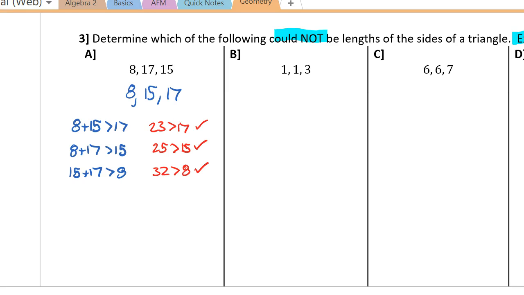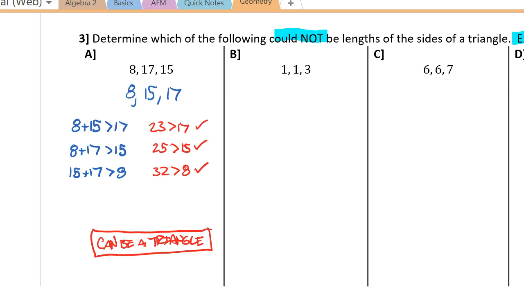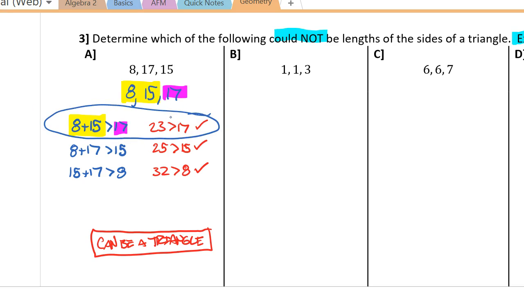All three of these are true, so therefore we know that we have a triangle using all three of these sides. So it can be a triangle. Now, you can remember though from our notes, we don't actually have to check all three of these each time. To determine whether a triangle is possible, we must really only compare the shorter two sides to the longest side. We're doing that right here. This is really the only inequality we need to look at.